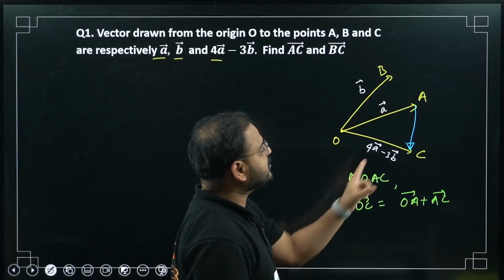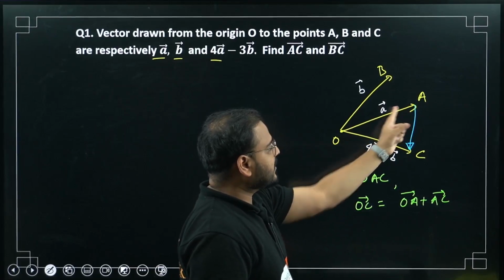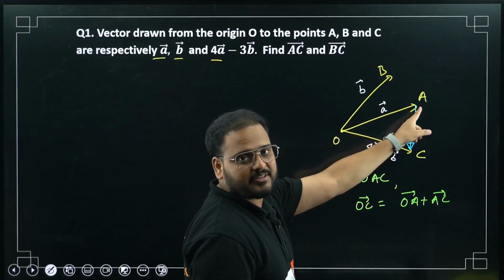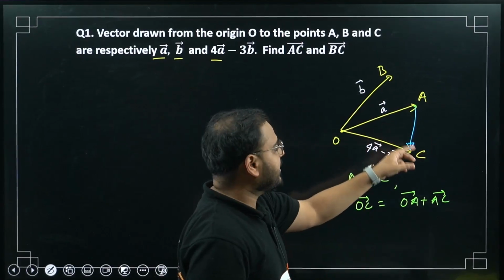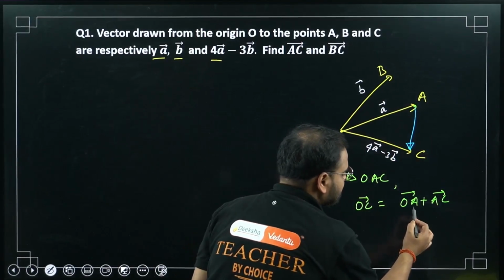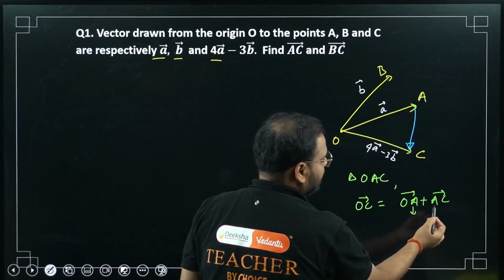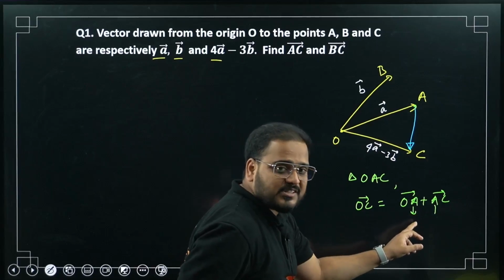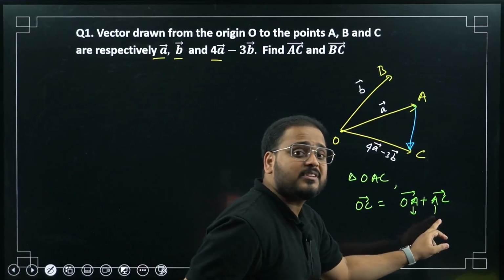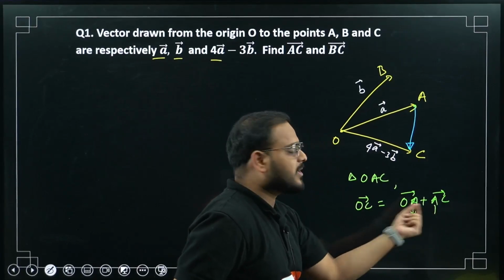What is the one condition? Terminal point of the first vector with the initial point of the second vector. Please check this point. Terminal point of first vector is A, and the initial point of the second vector is A. They have to be common, right? Terminal point of the first vector has to be same as initial point of the second vector. Are they same? Yes, OA plus AC.